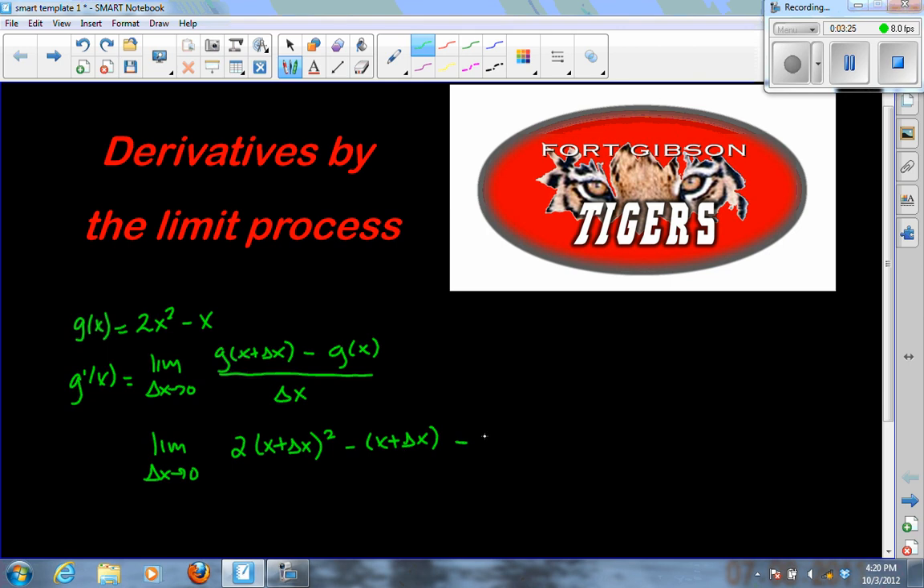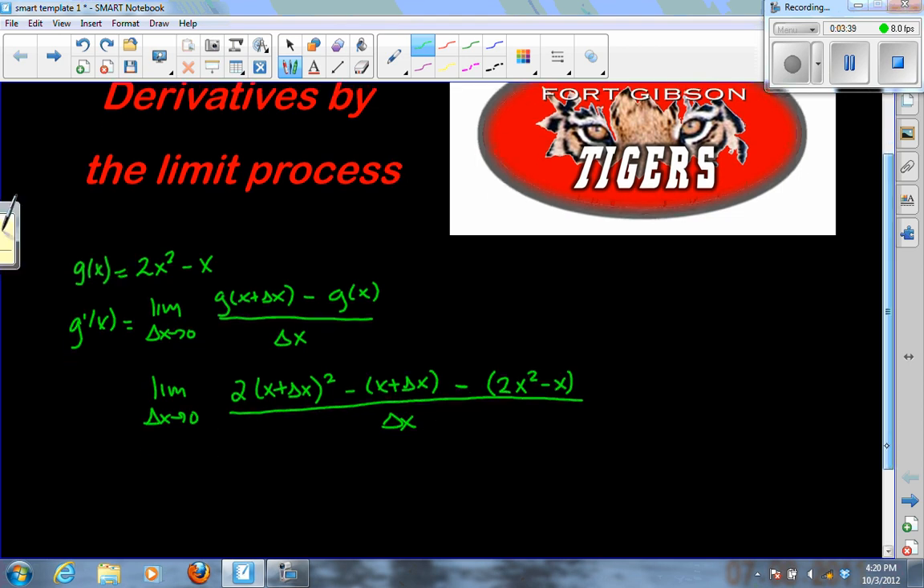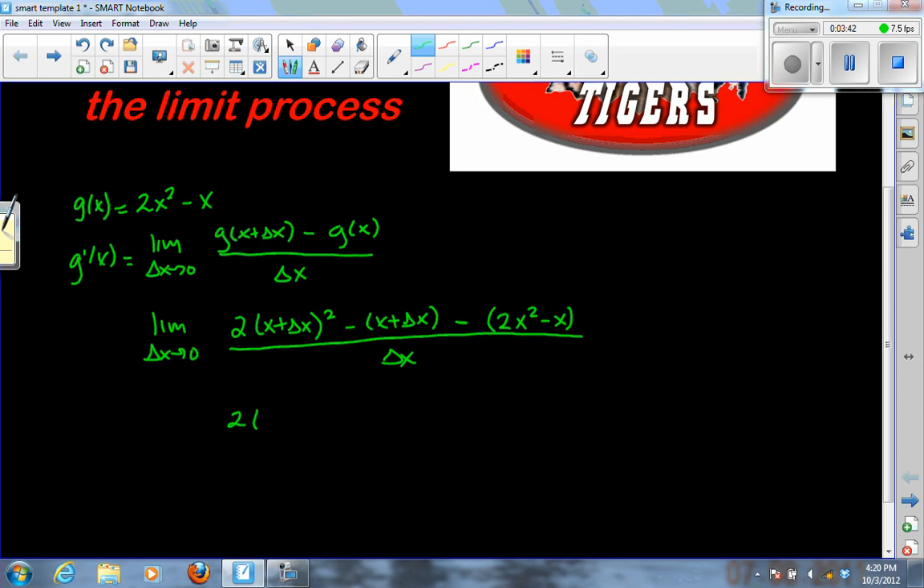Then I will subtract g of x, which is 2x squared minus x. That can be found right here. g of x is 2x squared minus x all over delta x. From here, this is all just algebra cleaning this up. So 2 times x plus delta x all squared. That's what you get if you write this next to itself and FOIL it, which would be x squared plus 2x delta x plus delta x squared. And again, that comes from x plus delta x times x plus delta x.